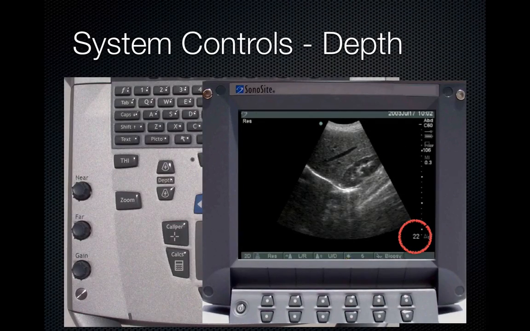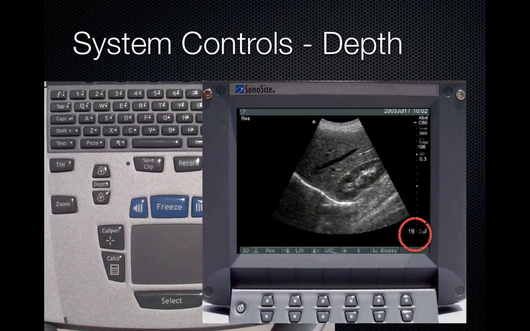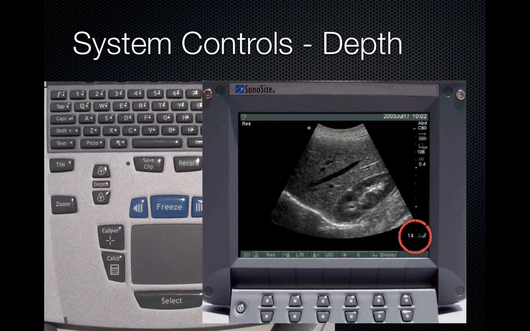Here's an example of an image that is 22 centimeters deep. There's a lot of wasted real estate behind this image. The object of interest is at the top of the field. It should be centered in the middle according to the area of focus. Here it's moved to 18 centimeters deep and 14 centimeters deep. So now you get much more detail on the object that you're actually trying to evaluate, the liver and the kidney.